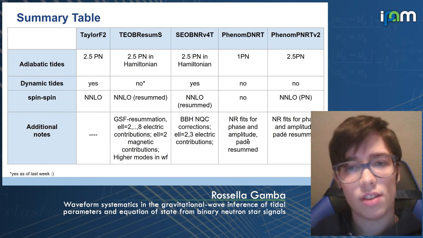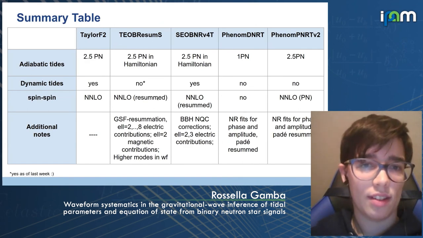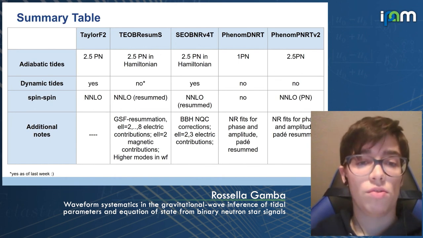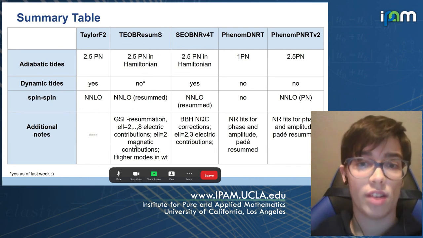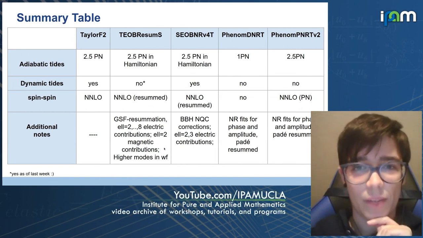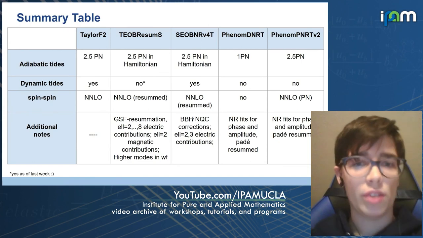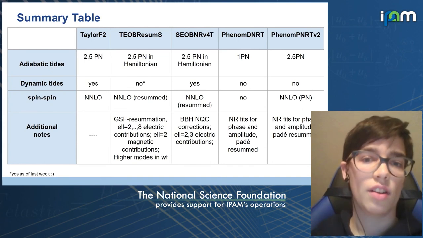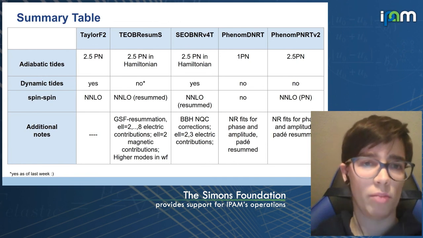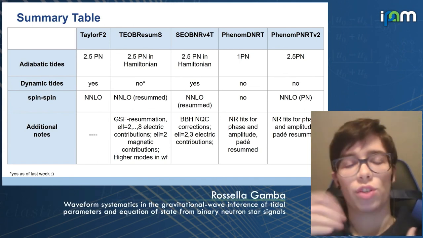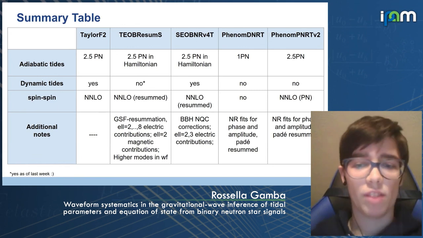And as for additional notes, I want to say that TEOBResumS also has higher modes in the waveform. So if you want to do some analysis of your binary neutron star model, and you also want to see the impact of higher modes, you can do this with TEOBResumS, whereas you cannot do this with any of the other approximants, as far as I know, of course. And also, SEOBNRv4T, and this is a peculiarity of this approximant, keeps the non-quasi-circular corrections, which are some fit to NR, on even with binary neutron stars, although these fits are made with binary black holes, which can make sense in the idea that you have a binary black hole baseline on top of which you add your tidal contributions. But I mean, it depends.